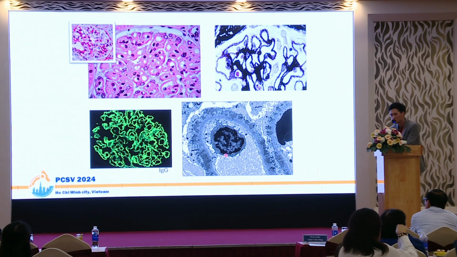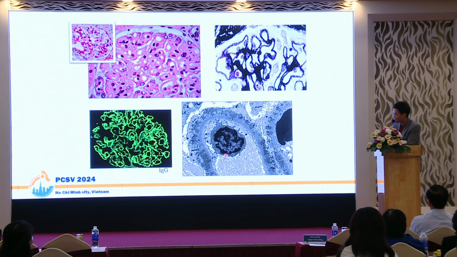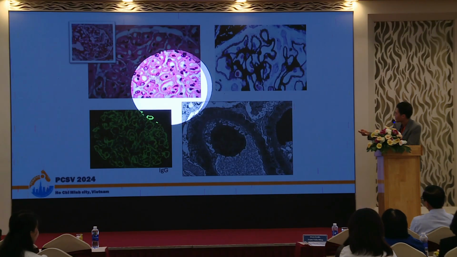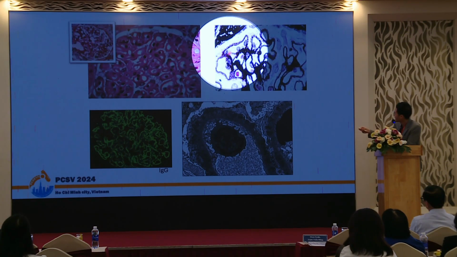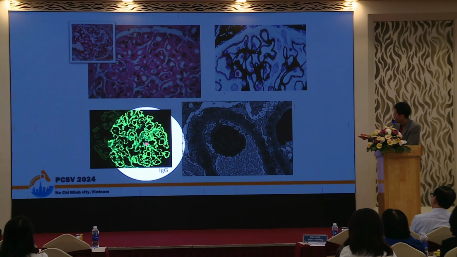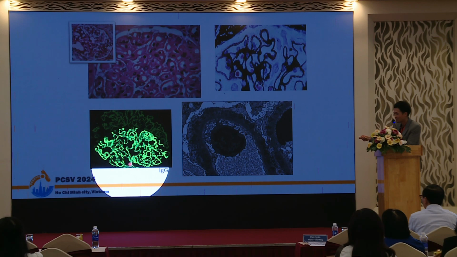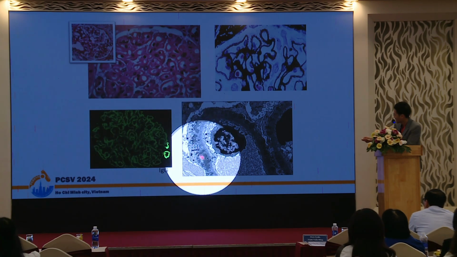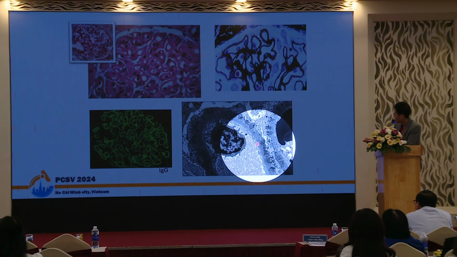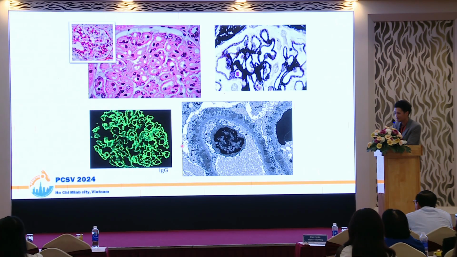It is important to integrate or incorporate all these findings to make a diagnosis. So in LM, GBM looks very thick, and sometimes it looks spiked. And in IF, IgG is positive along the capillary. It is granular. Electron microscope shows a subepithelial deposit, so the diagnosis is membranous nephropathy.